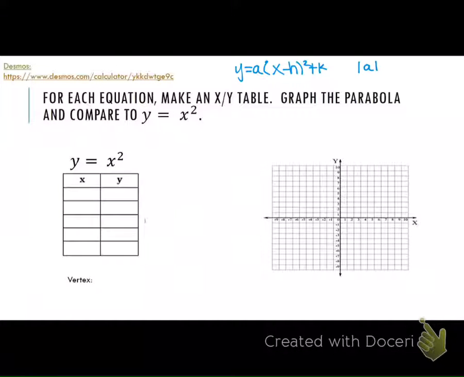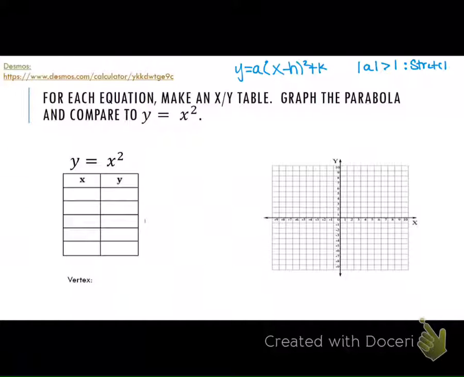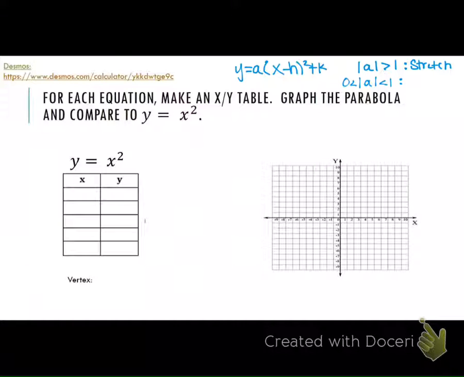The absolute value, so we're always looking at it as absolute value. Those bars mean always come out as positive. When our A value is greater than 1, we said it was a stretch. When our A value is between 0 and 1, meaning that it's a fraction like 1/2, what happened? It's compressed.